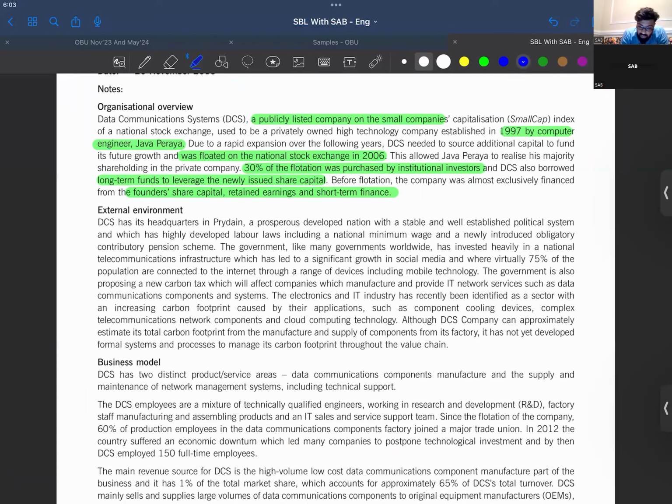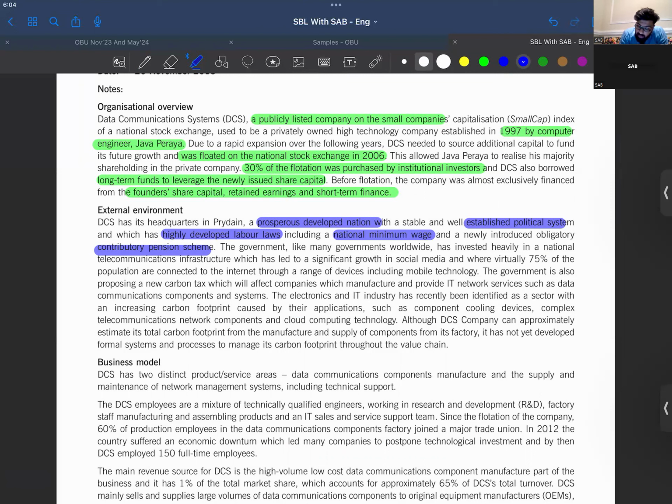DCS has its headquarters in Priden, a prosperous developed nation with a stable and well-established political system, which has highly developed labor laws, including a national minimum wage and a newly introduced obligatory contributory pension scheme. So these are all data pertaining to the external environment analysis.